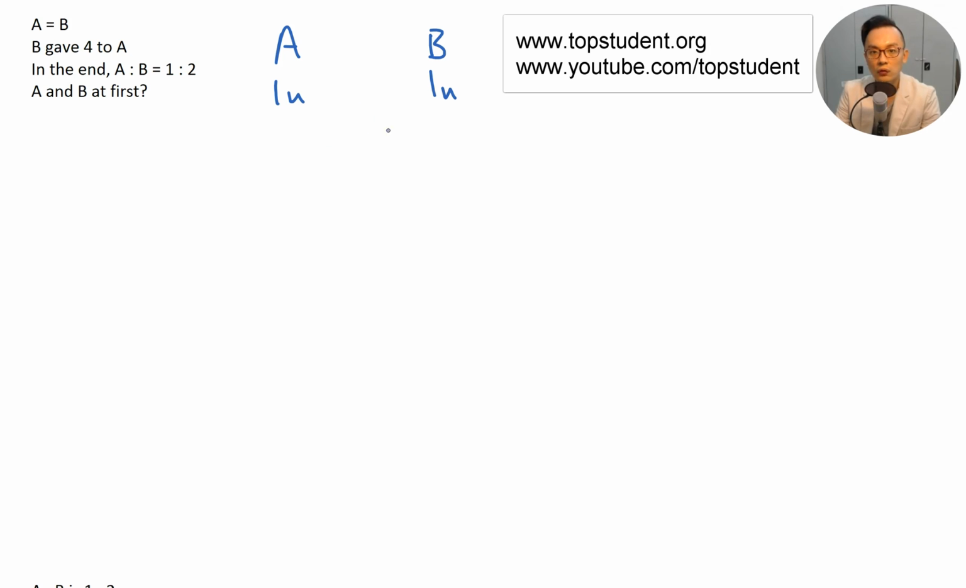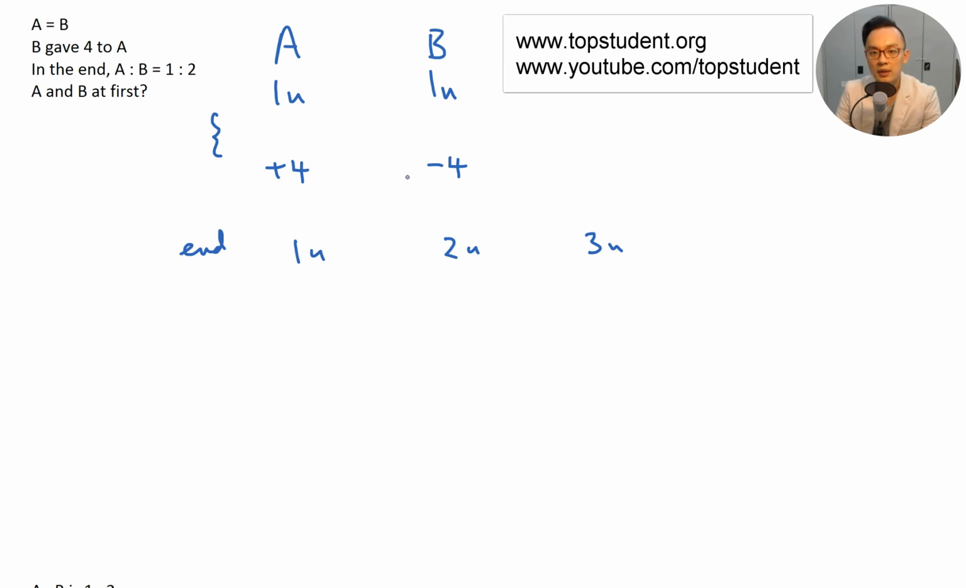B gave 4 to A. So B is minus 4, A is plus 4. Now take note that I actually left some space over here, which you will find out later why. In the end, A is to B is 1 is to 2, and the total is 3. So what are A and B at first?